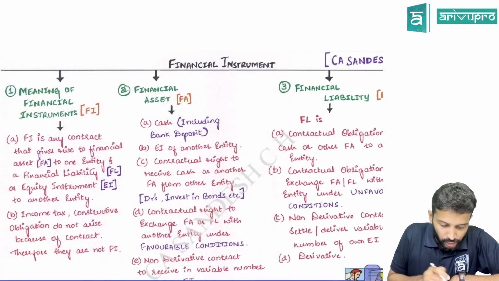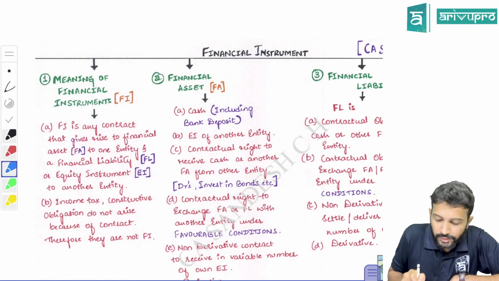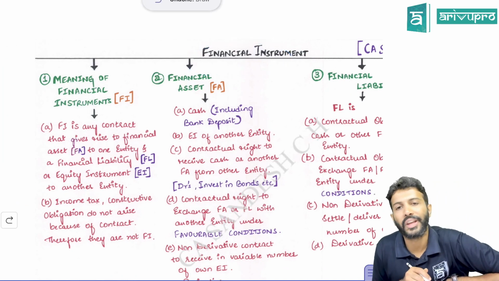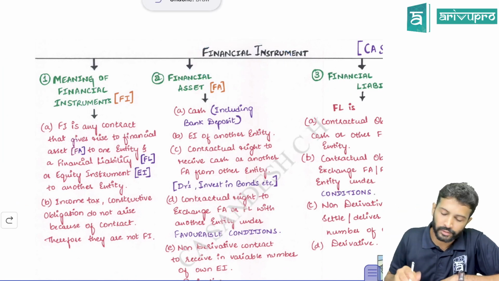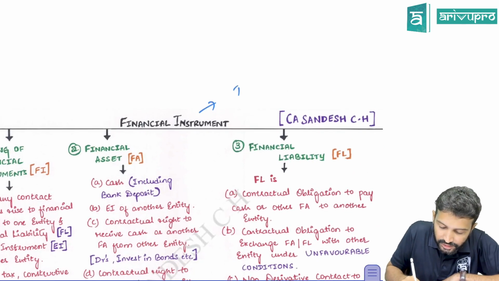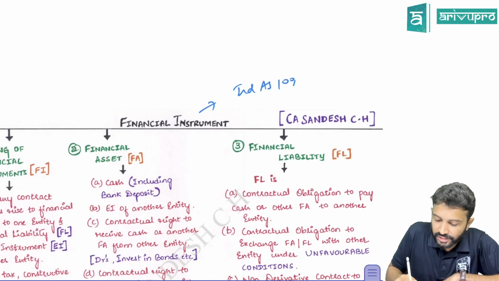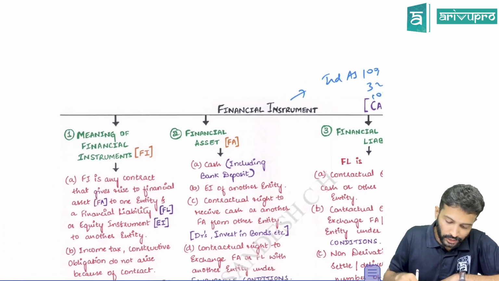Welcome back, people. So now we shall revise the financial instrument topic with the help of our chart book. Financial instrument is a standard that covers three standards: Ind AS 109, 32, and Ind AS 107. So let's get started.